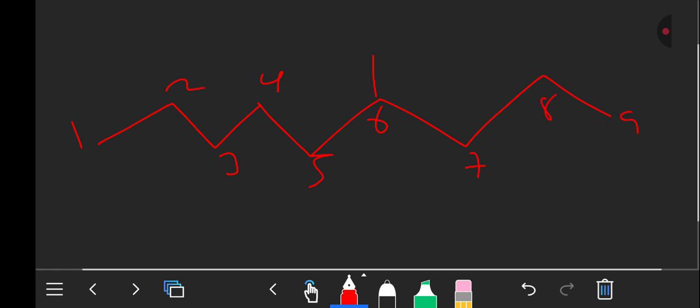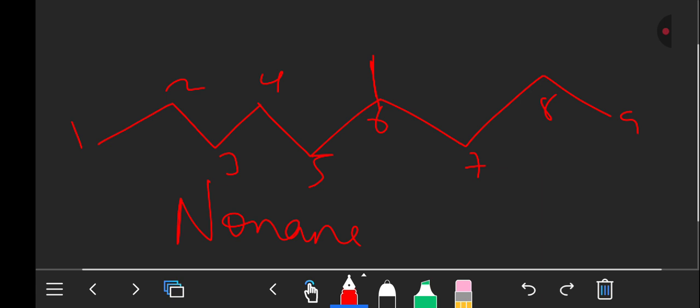So a compound with 9 carbons is nonane, right? This is a saturated alkane, there's no double bond. So that is nonane. But at carbon number 6, if we number it in this way, we'll discover that there is a methyl group here.